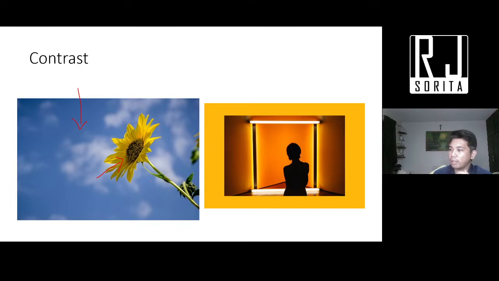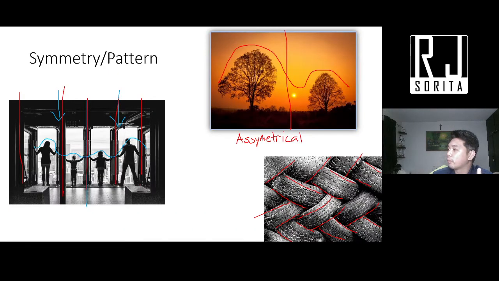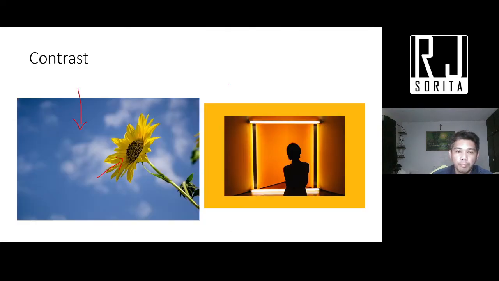Just like, or let me go back, like this one. The background is orange, but the subject is in dark colors. So you will be able to see immediately the subject. Now this one, it's something like that as well. The background is orange. The subject is black. And in a way, there is also framing here.